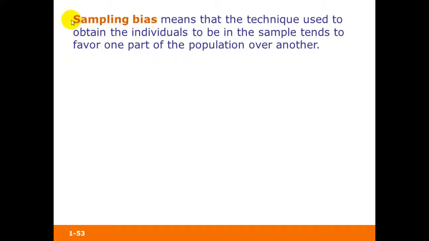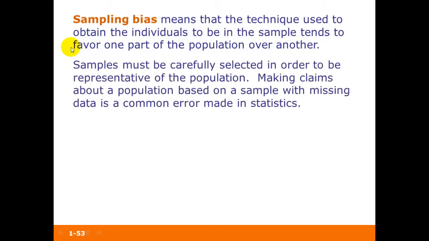Sampling bias means that the technique used to obtain the individuals to be in the sample tends to favor one part of the population over another. So this is something that was wrong with your sampling method. Samples have to be carefully selected in order to get something that's representative of the population. Making claims about a population based on a sample with missing data is a common error made in statistics.